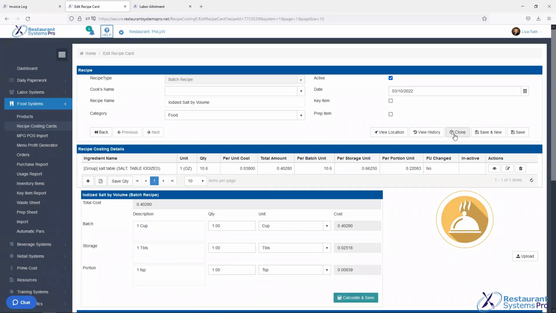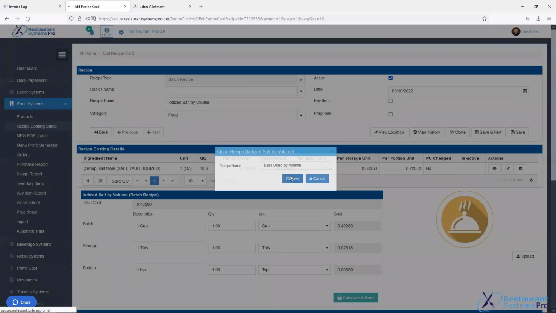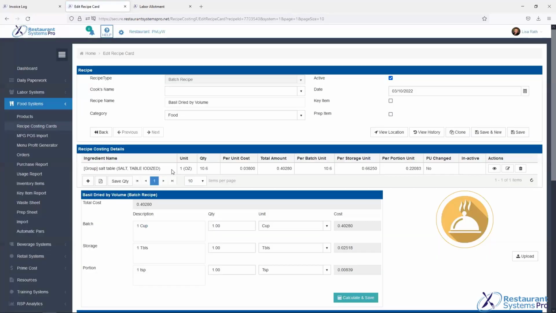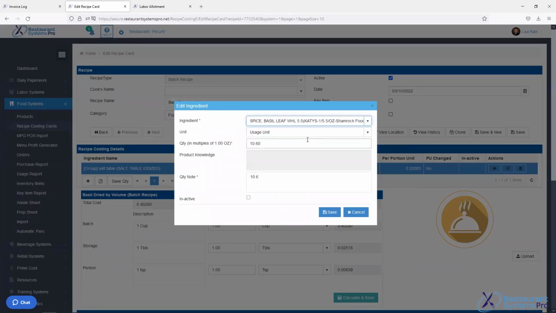We're going to do one more. I'm going to clone this again. And we're going to do basil dried by volume. Swap this out. And this was, as you may or may not recall, only 1.2 ounces.